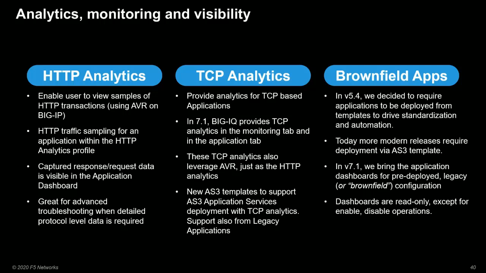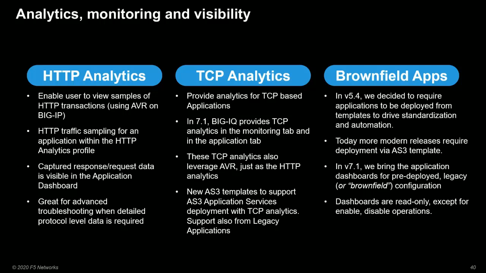Let's start with the HTTP analytics because that does enable users to view samples of their HTTP transactions. As said earlier, this does need AVR on BIG-IPs. TCP analytics was added in version 7.1 based on HTTP analytics, but into the TCP/IP suite and a little bit deeper, so you can even do better and more in-depth troubleshooting if required.